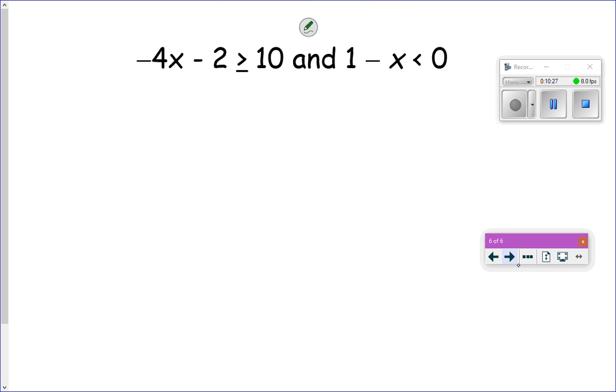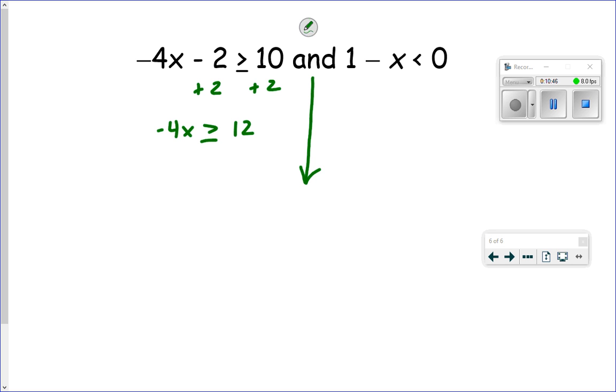Okay, last example. I have negative 4x minus 2 is greater than or equal to 10, and 1 minus x is less than 0. So this is an and inequality. I'm going to be bringing that word down. I'm just going to start with the first one. I'm going to add 2 to both sides. Negative 4x is greater than or equal to 12. And divide by negative 4. X is less than or equal to, I had to flip my sign since I divided by a negative number, negative 3. Bring down the word and.